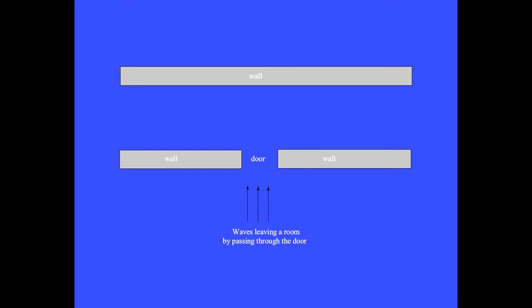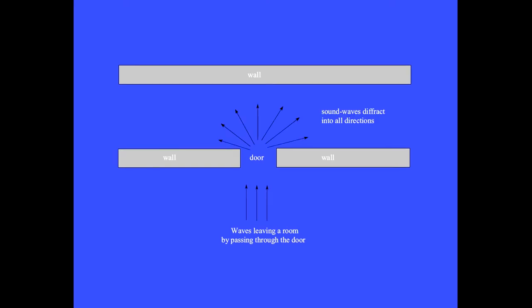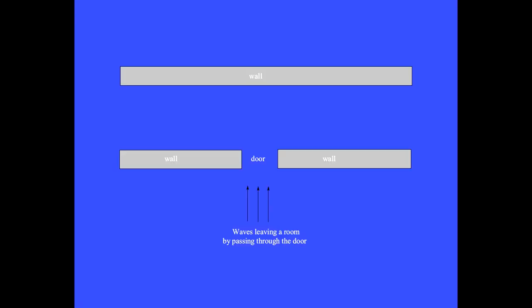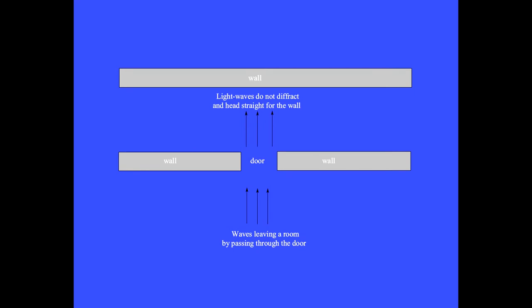Sound waves having a 1 meter wavelength diffract when passing through a meter wide doorway, enabling people down the hall to hear that sound. But the width of the door is 5 orders of magnitude larger than light waves, which will not diffract, and instead result in a distinct shadow of the doorway on the next wall.